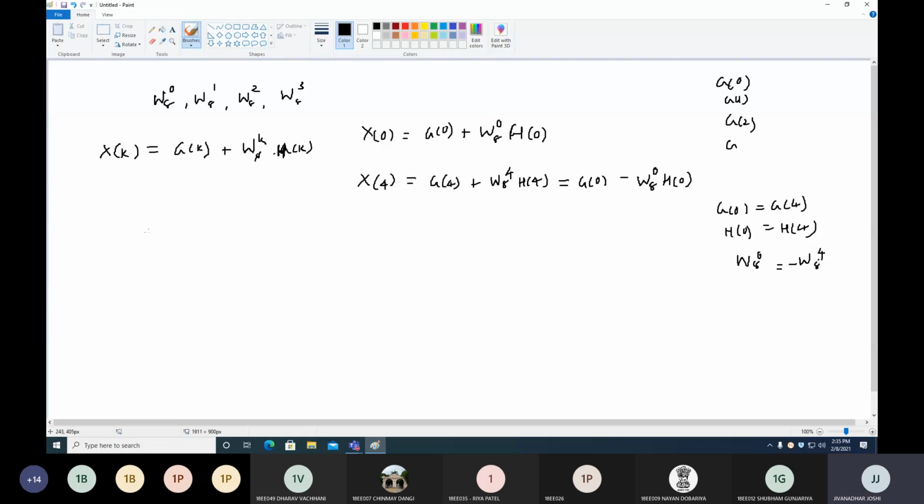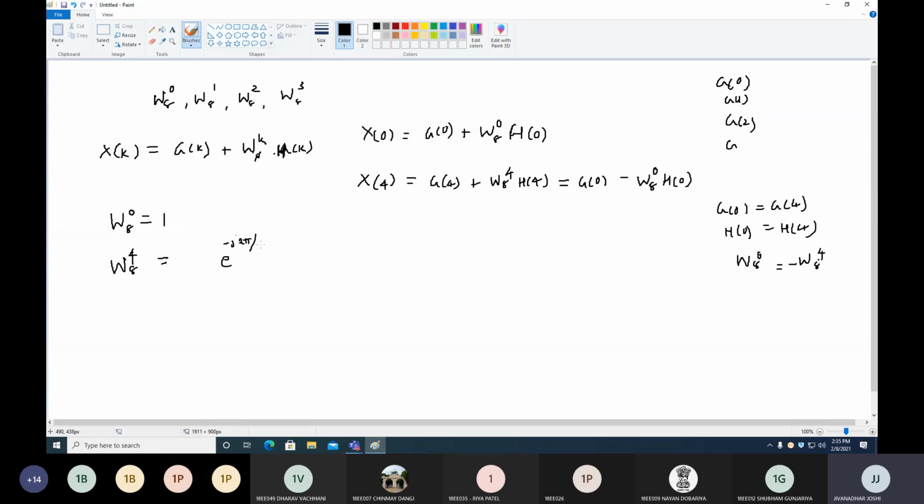So now let us first prove it for the twiddle factor. You know that W8 raised to 0 is equal to 1. No need to prove it again. This is of exponential form and e raised to 0 is always 1. Now what about W8 raised to 4? Just derive it. It is equal to e raised to minus j 2 pi by how much?